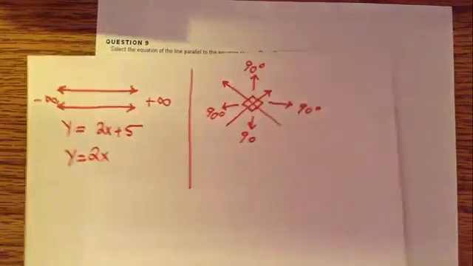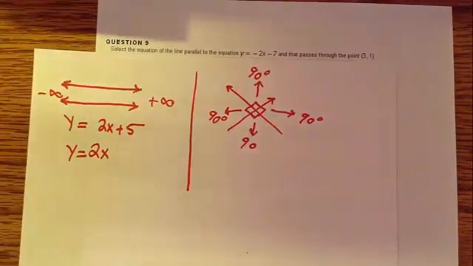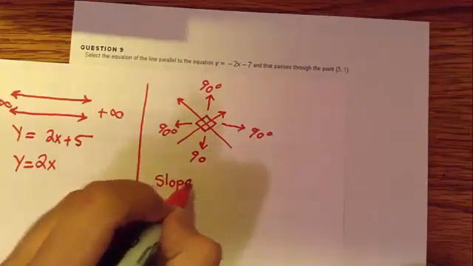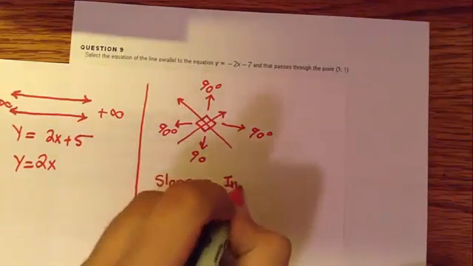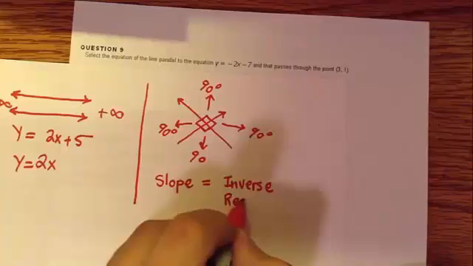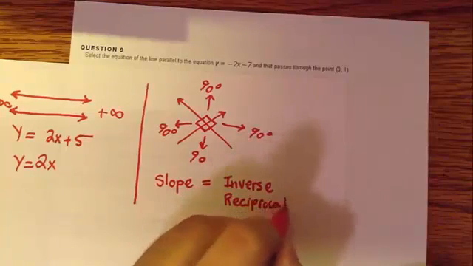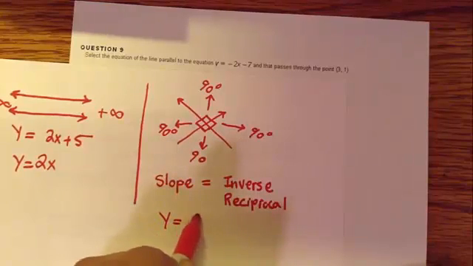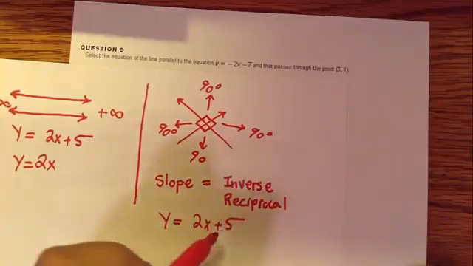Now, this is where it gets a bit tricky, so pay careful attention. The slope of a perpendicular line is the inverse reciprocal of the original slope of the equation. Let me give you an example. Let me actually write it. So the slope is inverse and reciprocal.